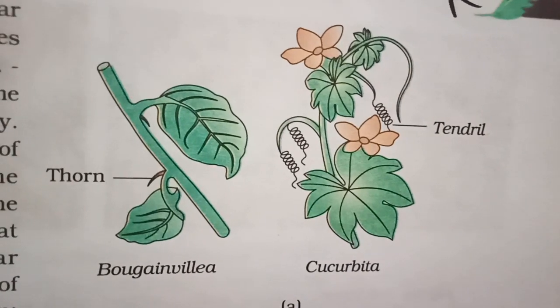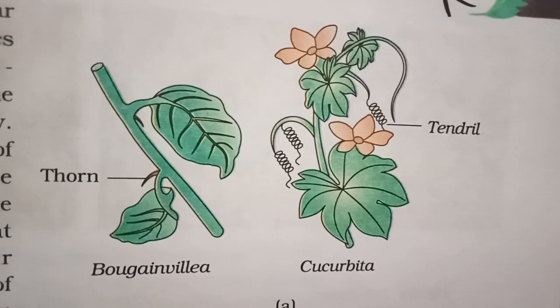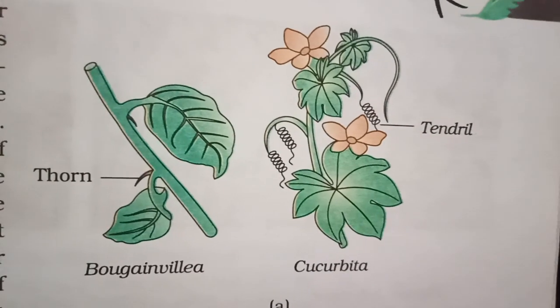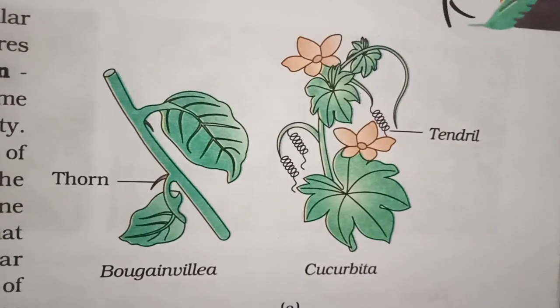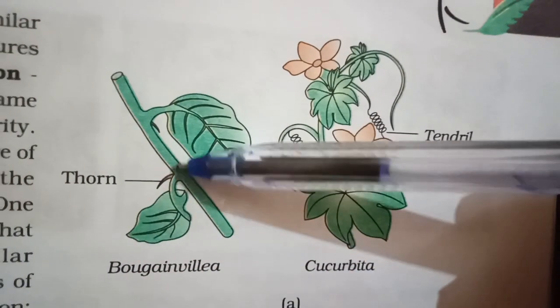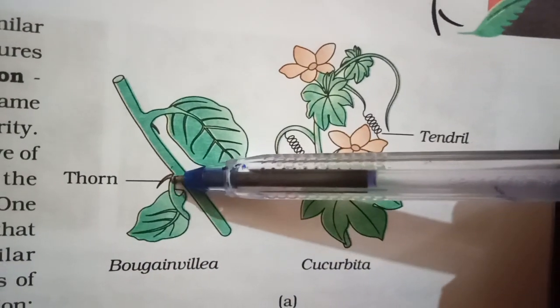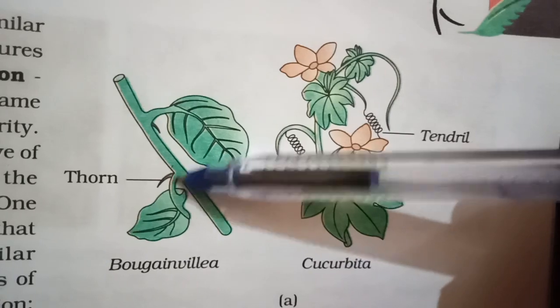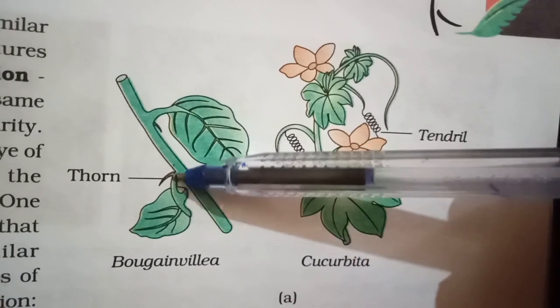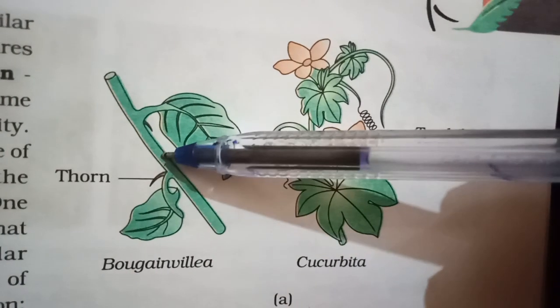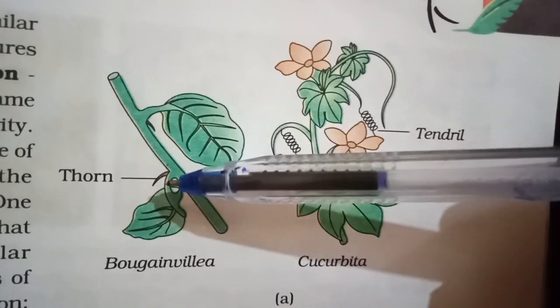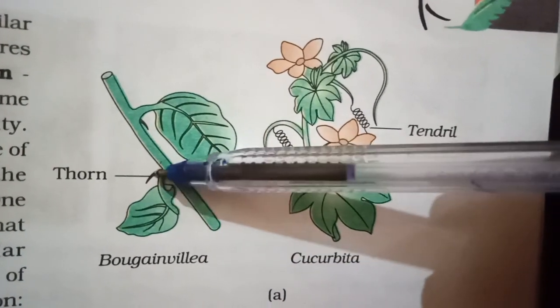Now next example, that is of the bougainvillea and the cucurbits. So in case of bougainvillea, thorns are present. In case of bougainvillea, thorns are present at the axillary position, they arise from the axillary position. So what is the axillary position? That is in between the stem and the leaf.